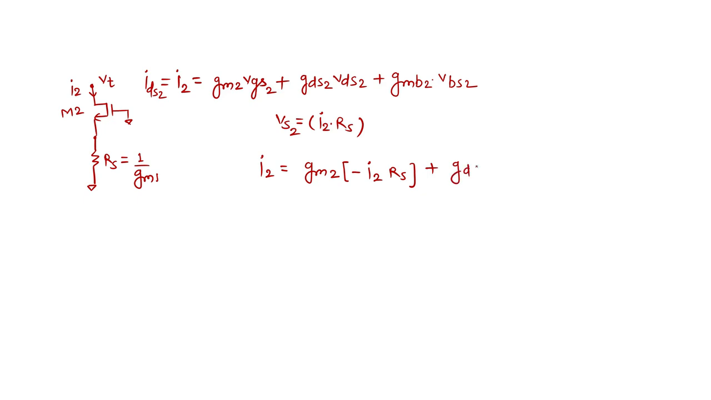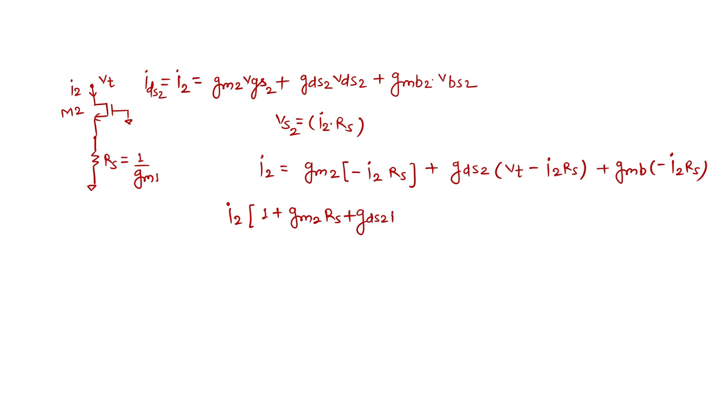Same for the GDS component, because what is your drain here? Your drain is at VT. What is the source at? Source is at I2RS. What to speak of body? Body I call 0. And what to speak of source voltage? It is nothing but I2RS. Okay, so let me club this I2 component to one side: I2 times (1 plus GM2RS plus GDS2RS plus GMB2RS) equal to GDS2 VT.